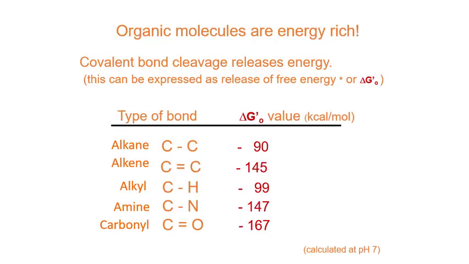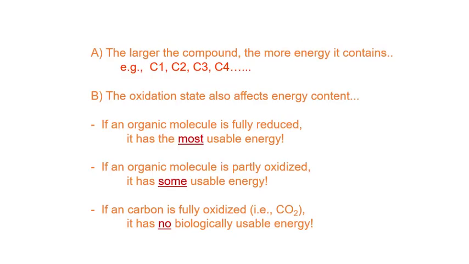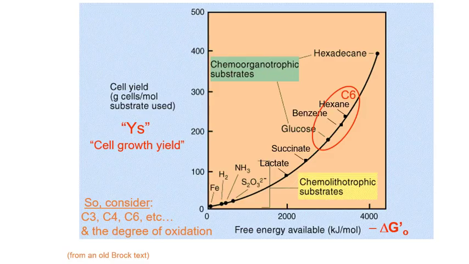Remember that organic molecules are molecules that have direct carbon-hydrogen bonds, but they can have other compounds as well in them, such as amine or carbonyl groups. Generally speaking, the larger the compound, the more energy it contains, just because there are more bonds. So organic molecules that just have one carbon in them will have less energy than a 2-carbon molecule. The oxidation state of the molecule will also affect the energy content, with the most reduced compounds having the most energy.